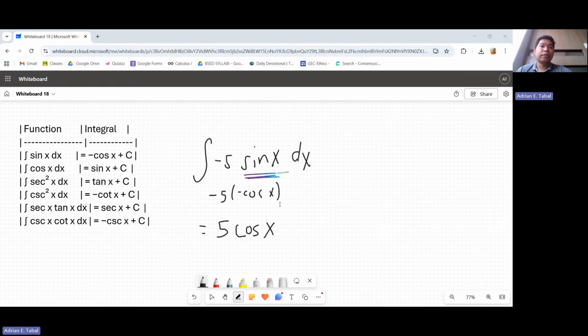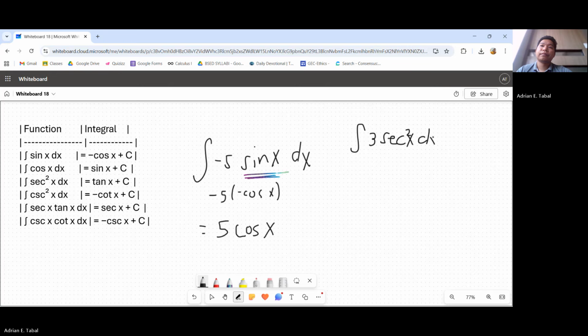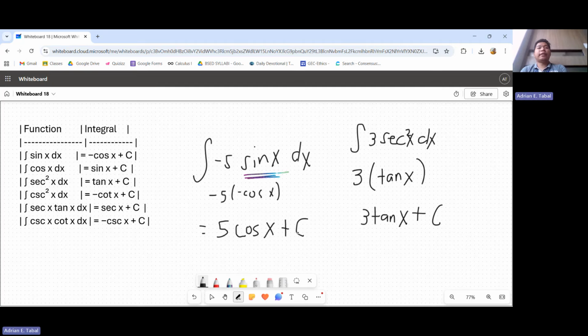Another example is 3 secant squared x dx. So copy 3. The integral of secant squared x is tan x. Simplify, this is 3 tan x plus c. Same with this one, so always include the constant of integration.